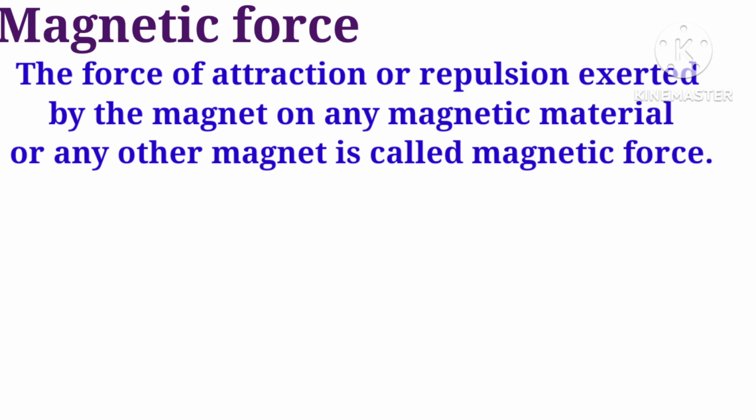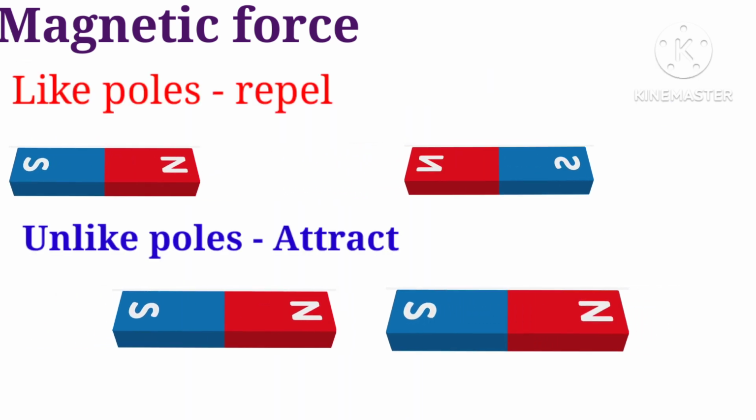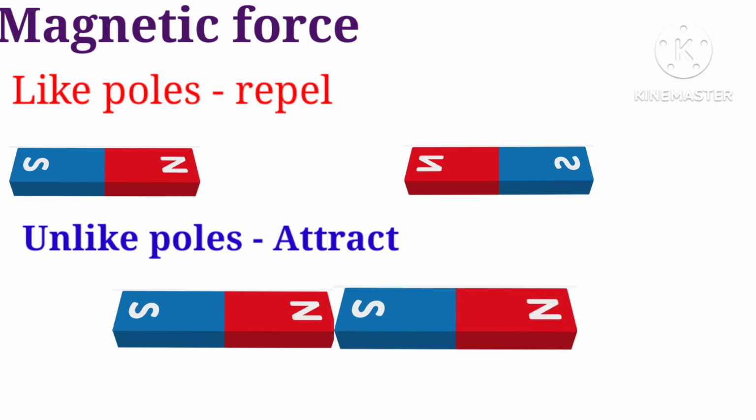Now, we all must have studied about the poles of the magnet. Like poles repel and unlike poles attract. Now, this force of repulsion and attraction is also a type of magnetic force, and for this the magnets do not need to be in contact.